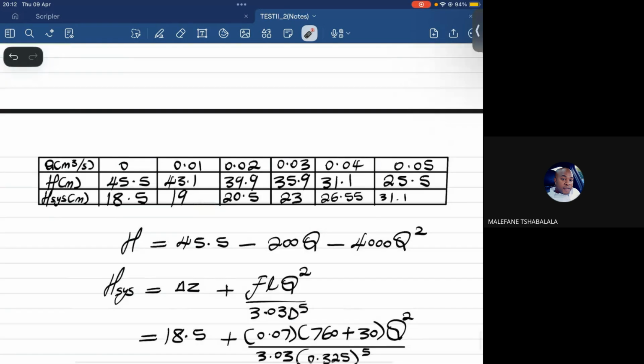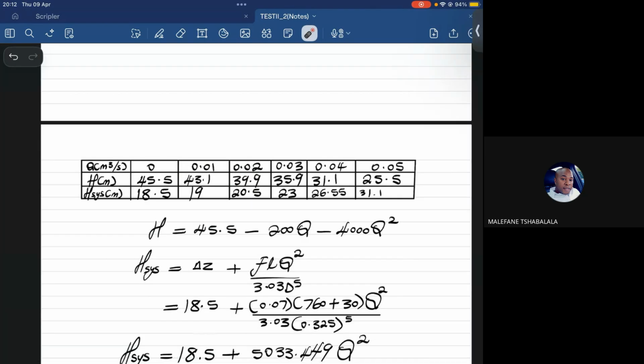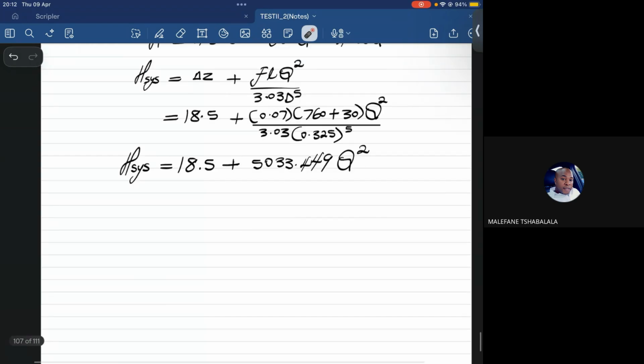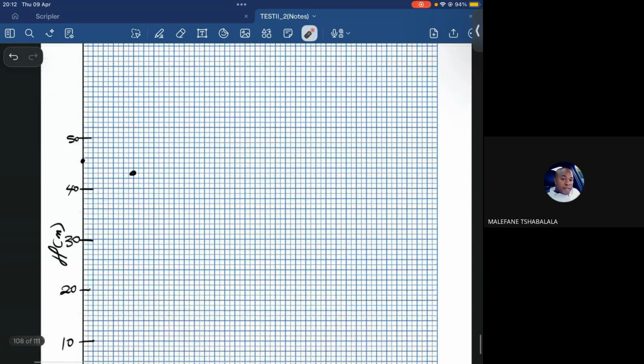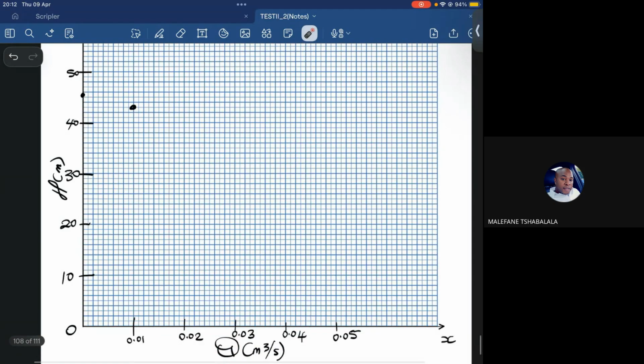Next, the x coordinate is 0.02, and the y value is 39.9. Let's round off to the nearest, so we'll have 0.02 and 40. 0.02 is here, 40 is here.